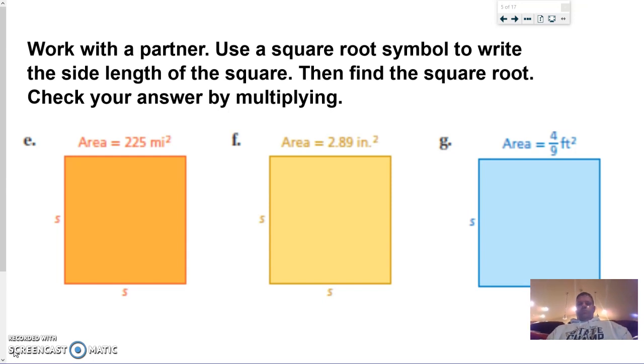Hopefully you were able to get the answers for these 3 problems. In problem E, 15 times 15 is 225 square miles, so each side is 15 miles. In problem F, 1 7/10, 1.7 multiplied by itself will give us 2 89/100. So our answer is 1.7 inches. In G, the area is 4/9, and therefore we take 2/3 times 2/3. 2/3 of a foot is each side.